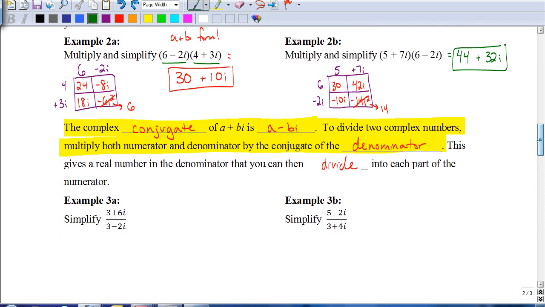So again, the complex conjugate, if I have something in the form a plus bi, the conjugate of that is going to be a minus bi. So the reason why we use this is if we're dividing 2 complex numbers, we're going to multiply both numerator and denominator by the conjugate of whatever's in the denominator. Because our whole purpose of this is then we get a real number in the denominator.